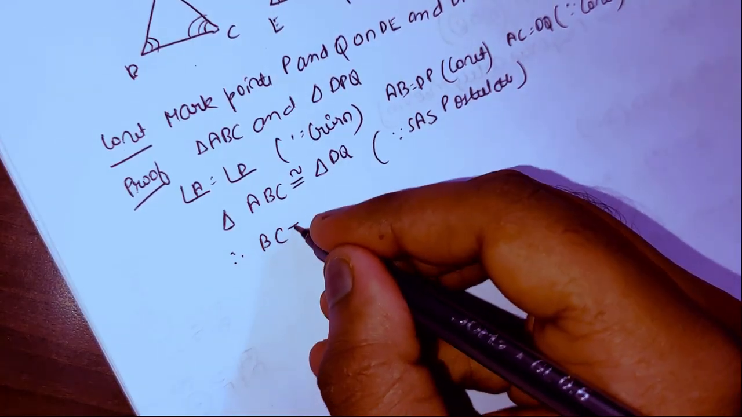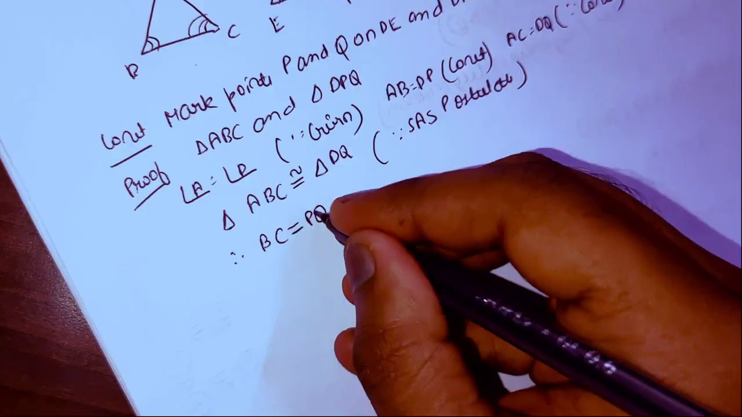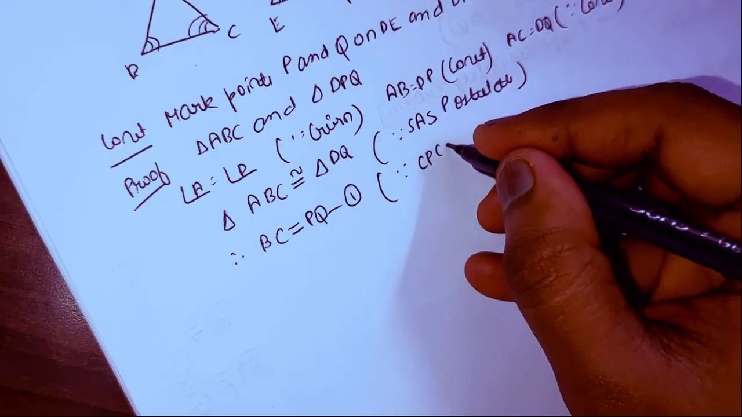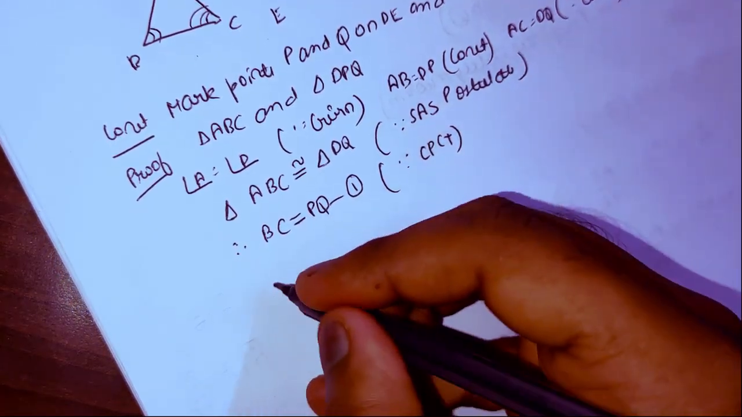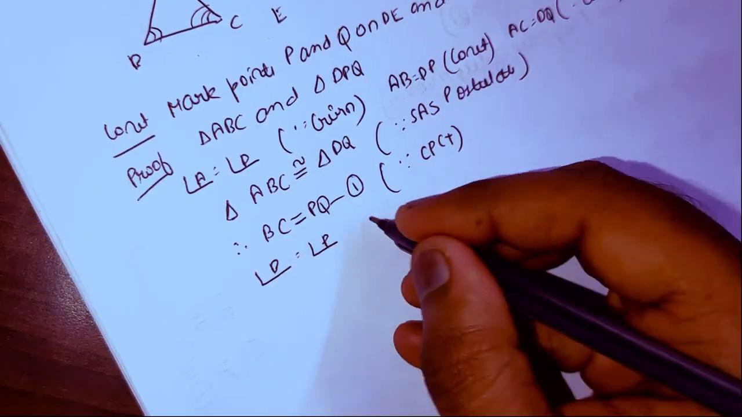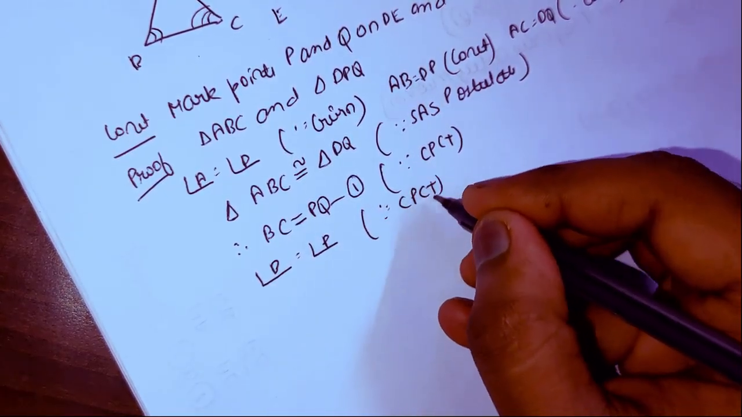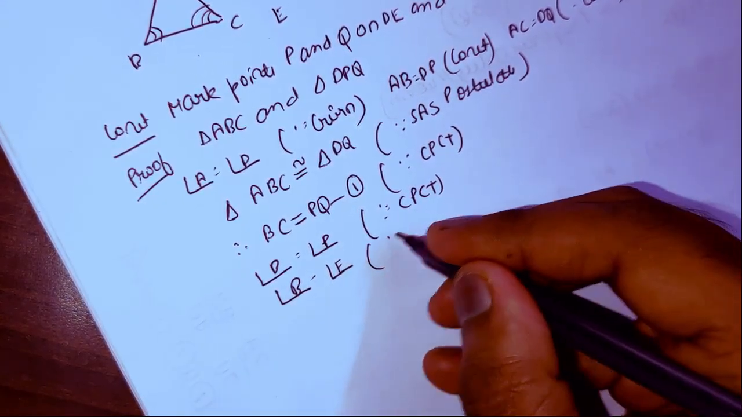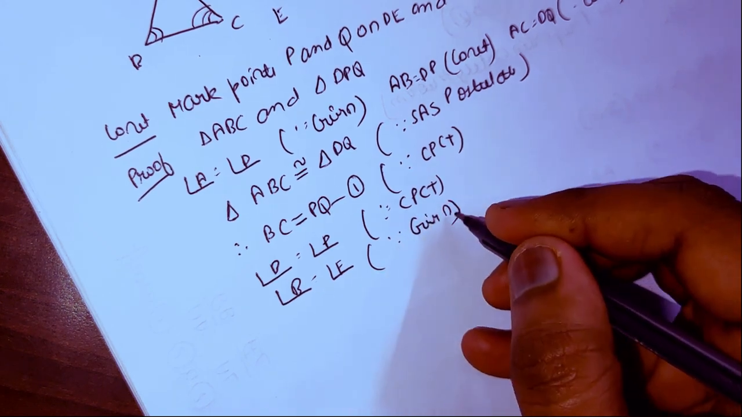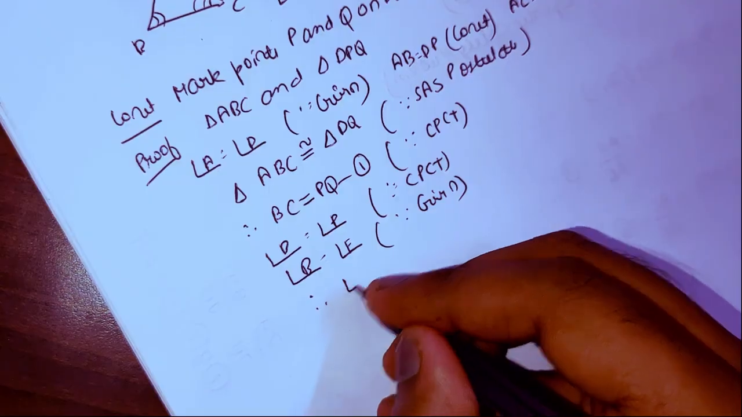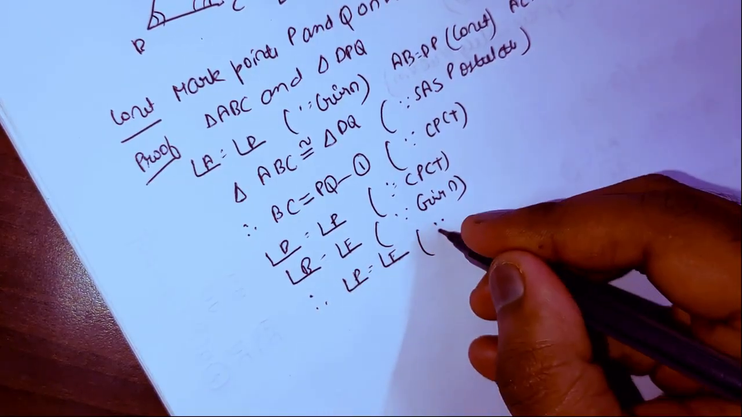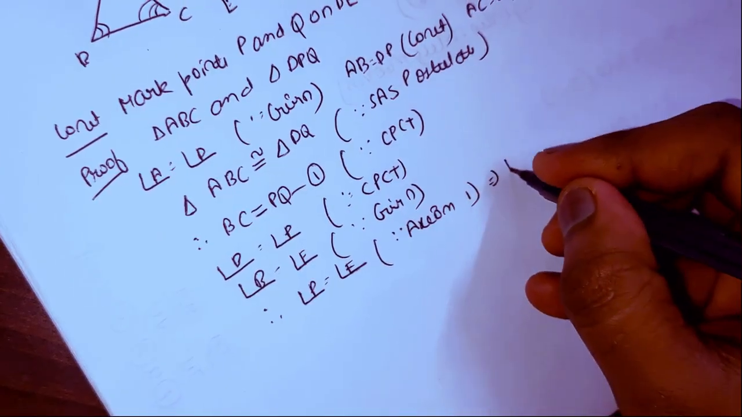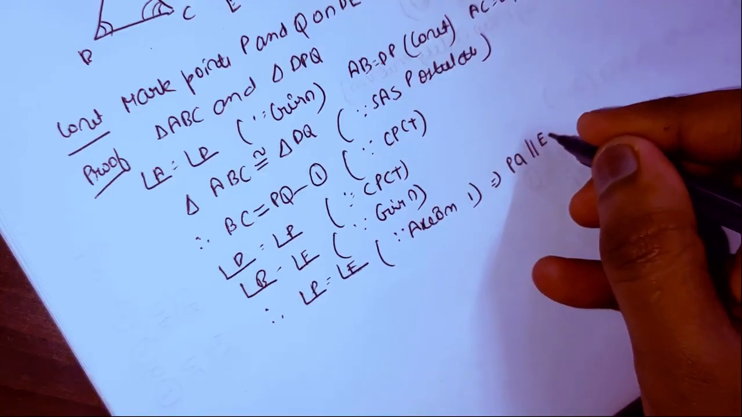Therefore BC is equal to PQ by congruent parts of congruent triangles. Angle B is equal to angle P by the same CPCT. Angle B is equal to angle E, that is by given data. Therefore angle P is equal to angle E by axiom 1. This implies PQ is parallel to EF.